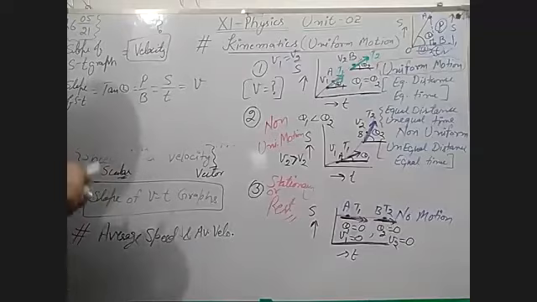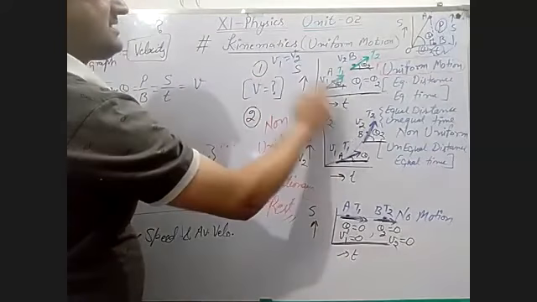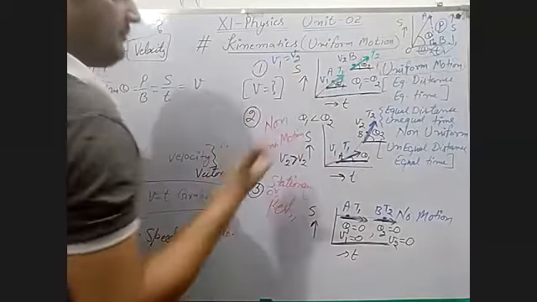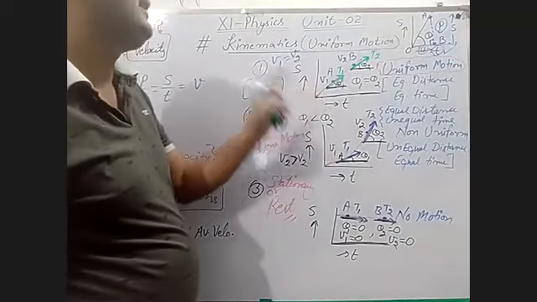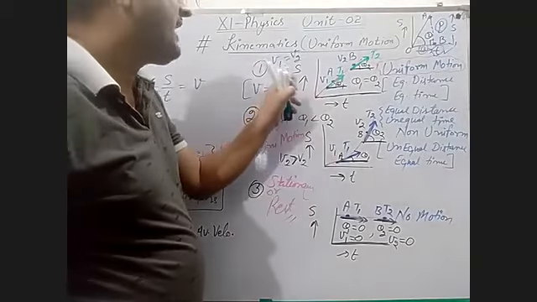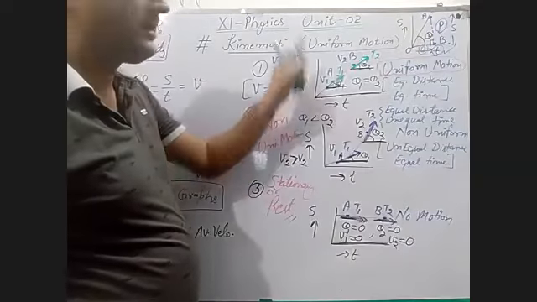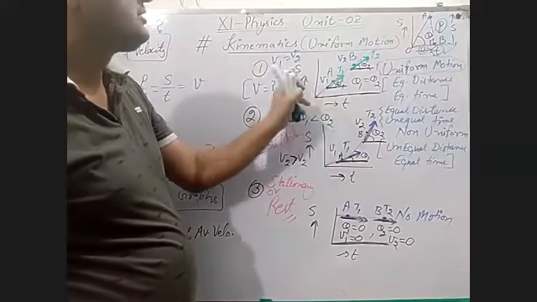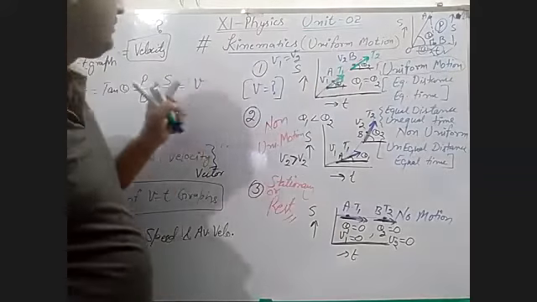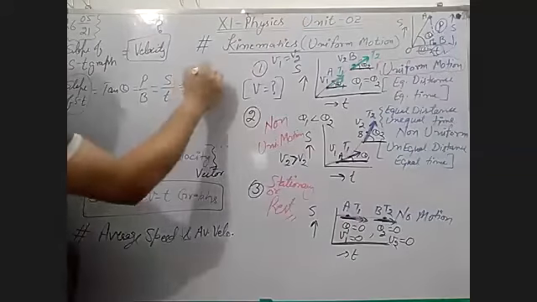We know very well distance upon time is velocity. In this way, you can take the slope of any graph by taking the ratio of the y-axis to the x-axis. If I am talking about the ST graph slope, then you have to take the ratio of S upon T, S in the numerator and T in the denominator. So S upon T is equal to velocity. That's why we take the slope of the ST graph as velocity.